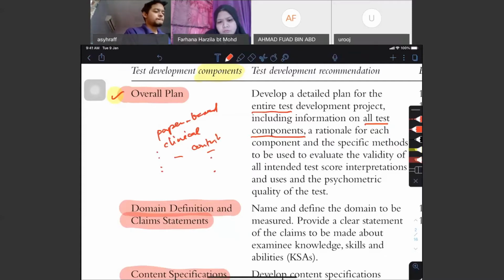And the aim is, like we discussed, to decide the specific methods to be used to evaluate the validity of all intended test quantification. So we are looking at all these things, and we are also thinking, how can we make sure that our test is valid? Therefore, we look at the evidence, where to compile or collect the evidence for our assessment. So that's the overall plan.